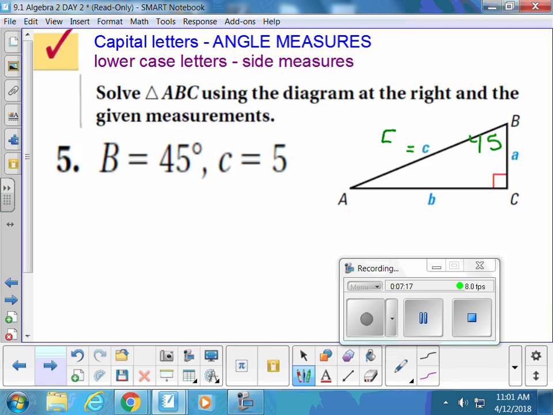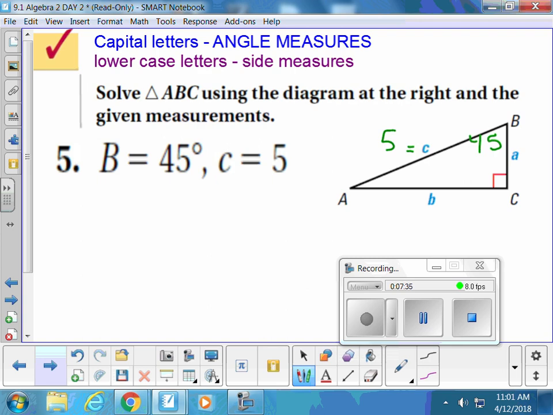That lowercase c always lives across the triangle from angle capital C. And same with B. Lowercase b lives across the triangle from uppercase B. Did you see that in geometry before? Or not? No, so it's a new thing this year. It's going to be used for the rest of the chapter. And capital A is across from lowercase a.